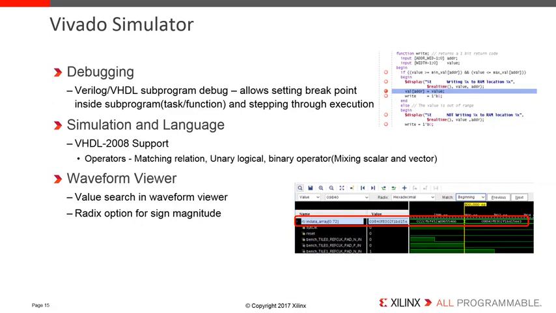2017.1 also includes new productivity features for Vivado Simulator. Debug enhancements include the ability to set breakpoints inside subprograms, including tasks and functions, and can be executed in step mode. In addition, the waveform viewer now allows searching for values, a useful feature when analyzing simulation results.